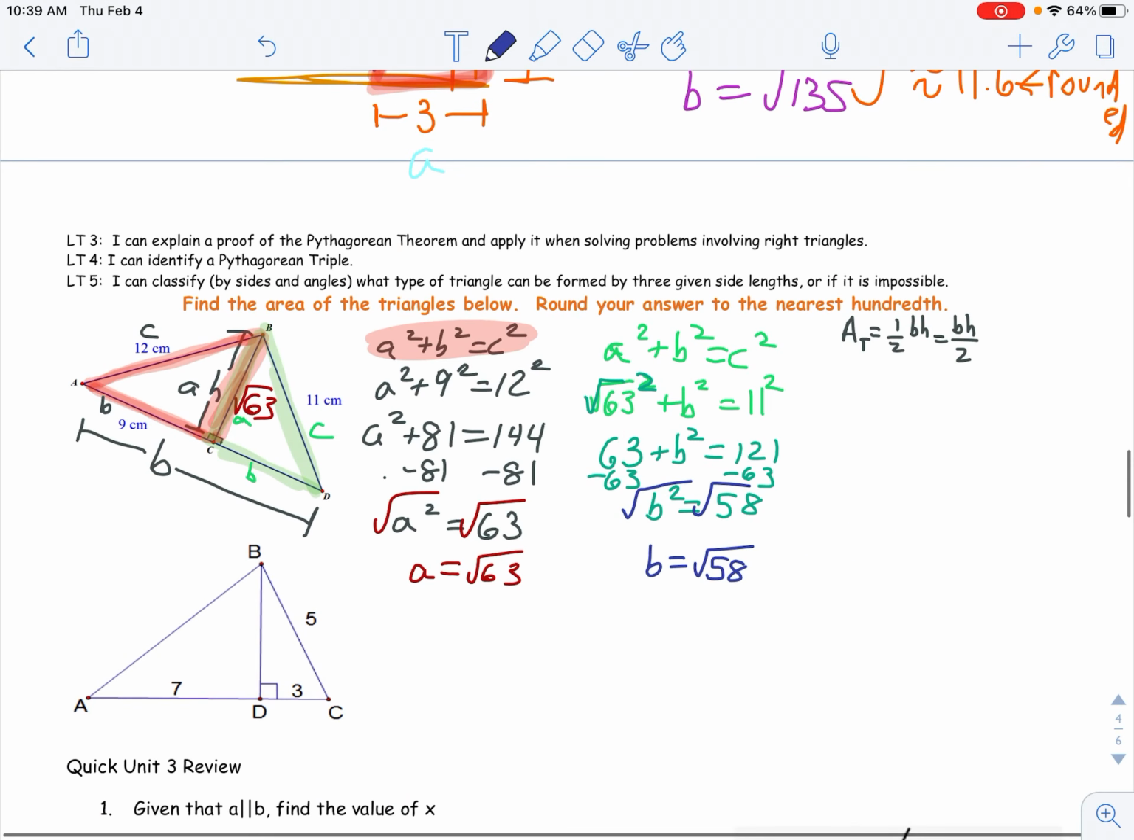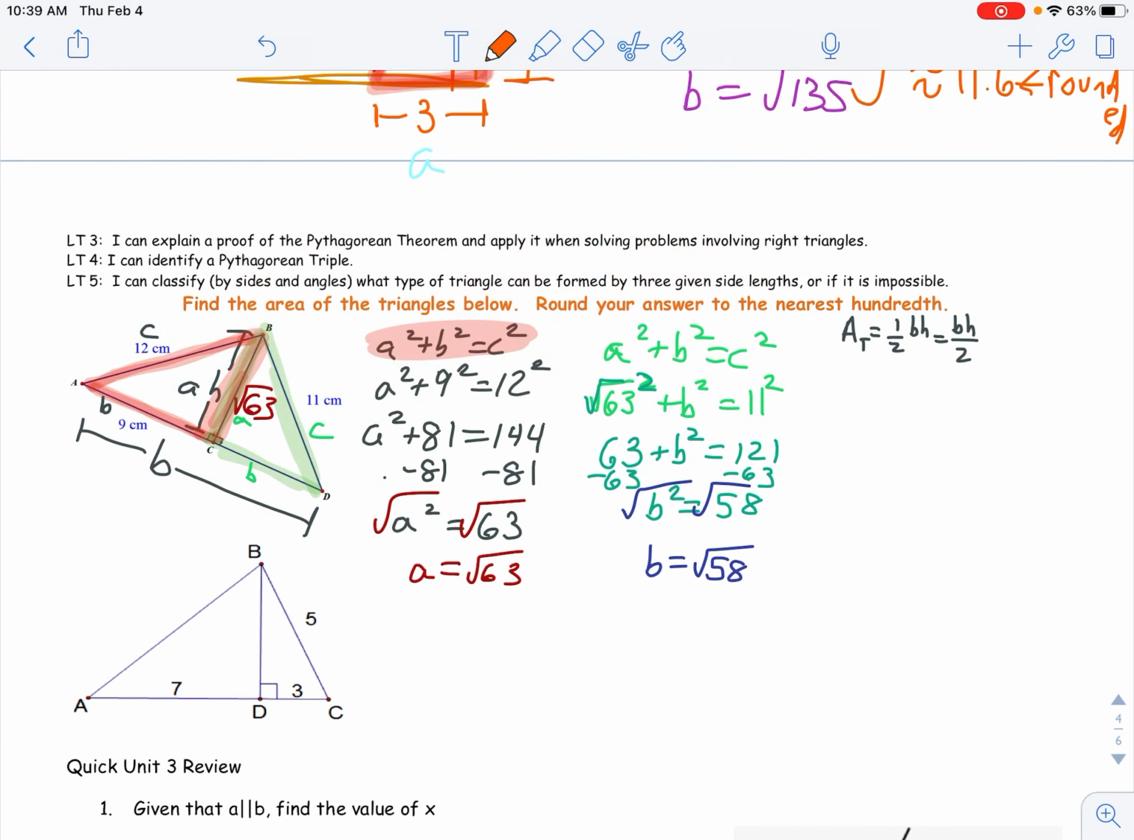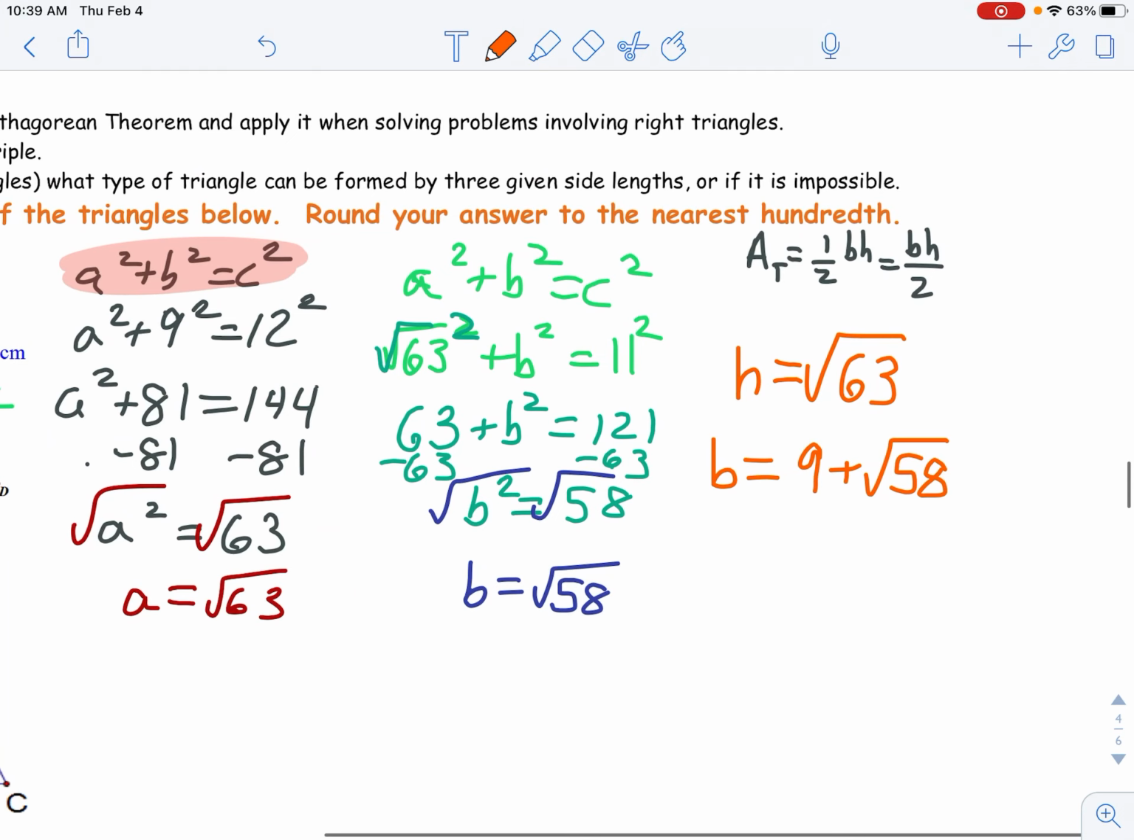All right, so what I like about this problem is that we have to be very precise about things. The base is 9, oops, timeout. The height was the square root of 63. The base was 9 plus radical 58. All right, so I'm going to wait till the last second to round.